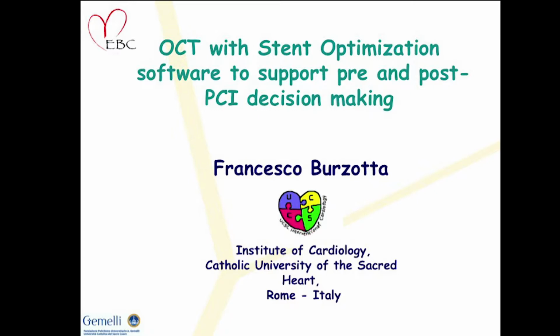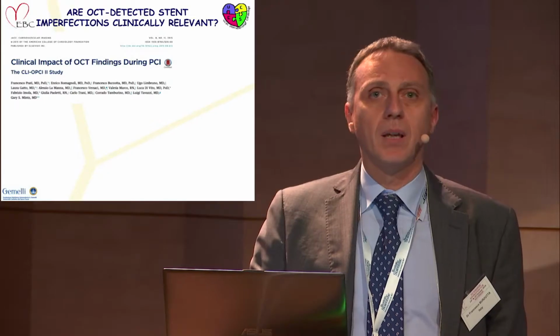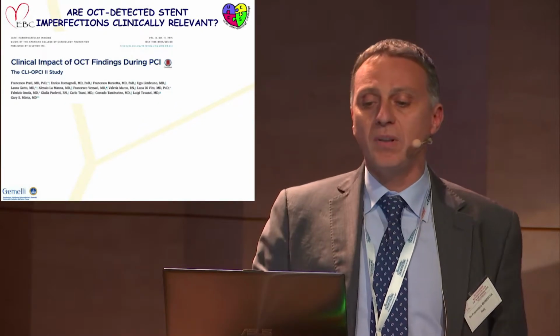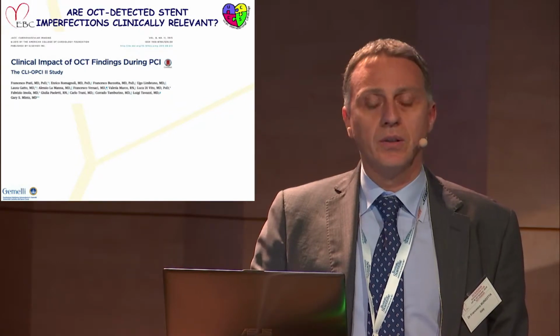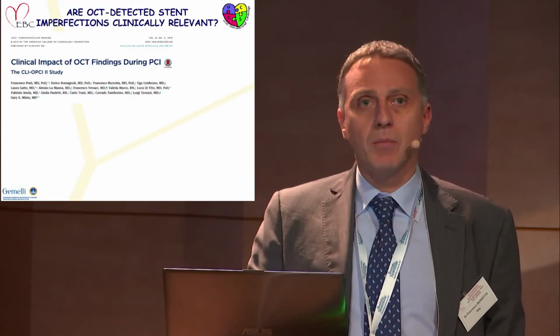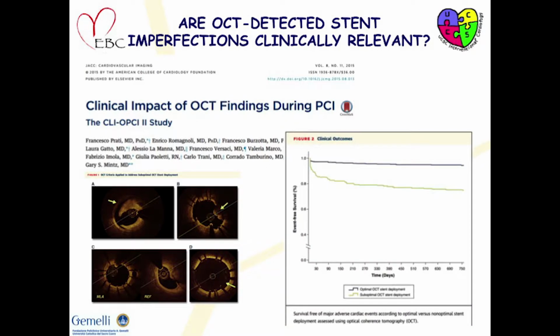So just as an introduction, I think that the first question is, are OCT detected stent imperfections clinically relevant? This was really a very important question in the past. Now we have some important signal. This is the CLIO-PCI 2 study, which is a multi-center study on more than 1,000 lesions, in which the clinical outcome has been assessed prospectively, and the principal investigator is Francesco Prati. All the possible problems of the stents have been assessed after interventions, and then the clinical follow-up was clear.